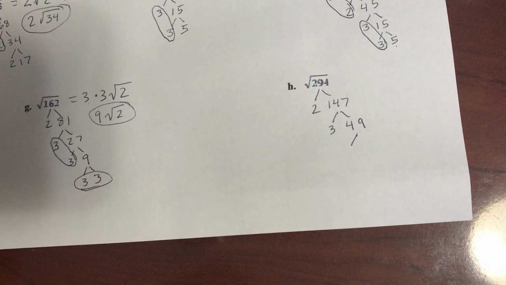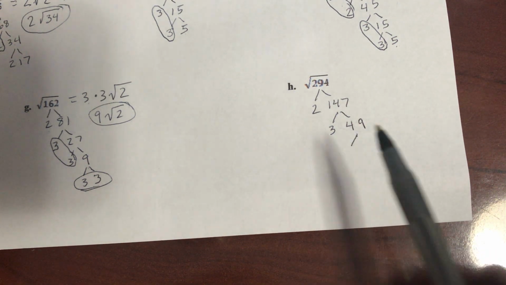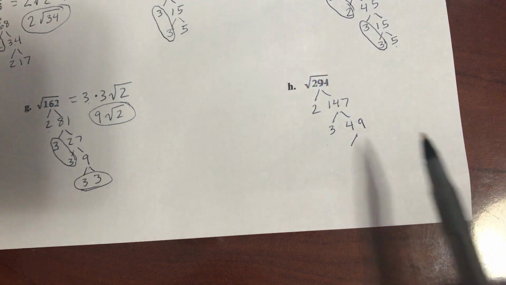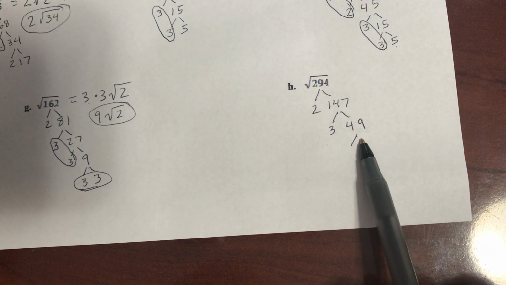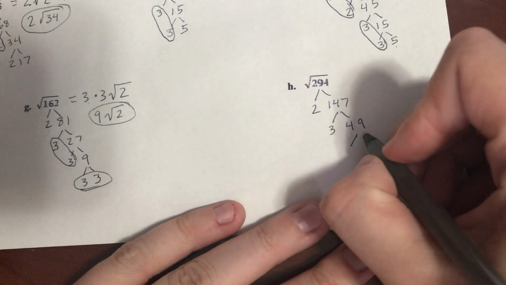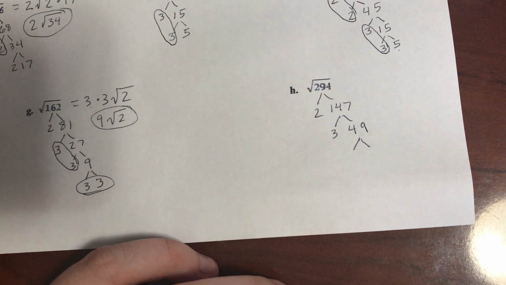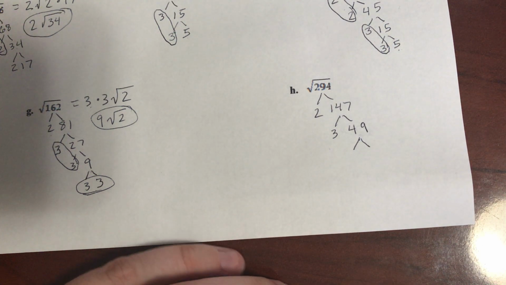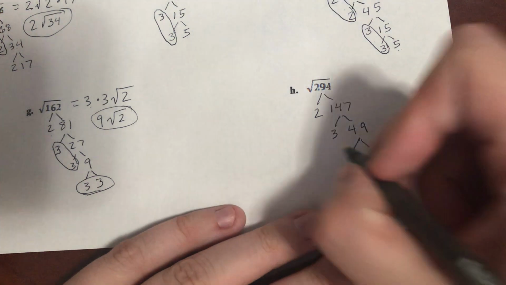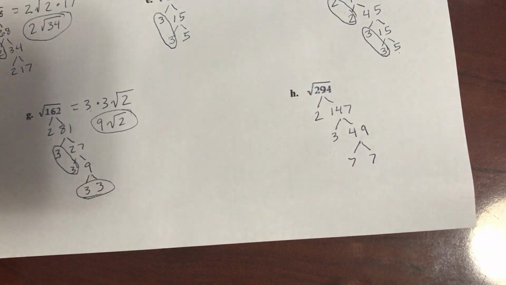Is it divisible by 3? No, it's not divisible by 3. Is it divisible by 5? No. So the next one is 7. Let's see if it's divisible by 7. Yes, so 7 times 7.